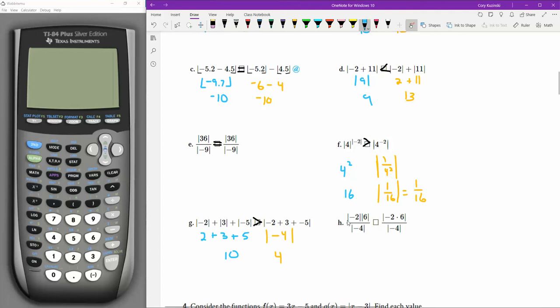Last one of these anyway. What do we got? We got the absolute value of negative 2, which is 2, times the absolute value of 6, which is 6, divided by the absolute value of negative 4, which is 4. So we have 12 over 4, which is 3. And on the left, we've got the absolute value of negative 2 times 6, which is the absolute value of negative 12, over the absolute value of negative 4, which is 4. We should simplify that top more. Absolute value of negative 12 is 12. And 12 divided by 4 is 3. These are equal to each other.